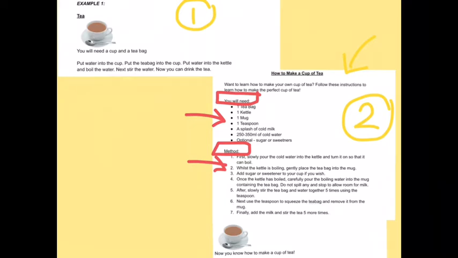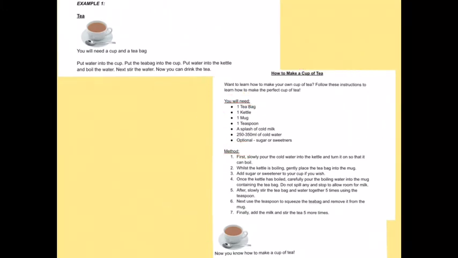These instructions also have a title explaining what the instructions are about. They have an introduction here explaining again what the instructions are about, and at the bottom they have a conclusion telling you what you have learned, summarising what you've learned. So let's have a look at some more techniques that you can use when you write instructions.